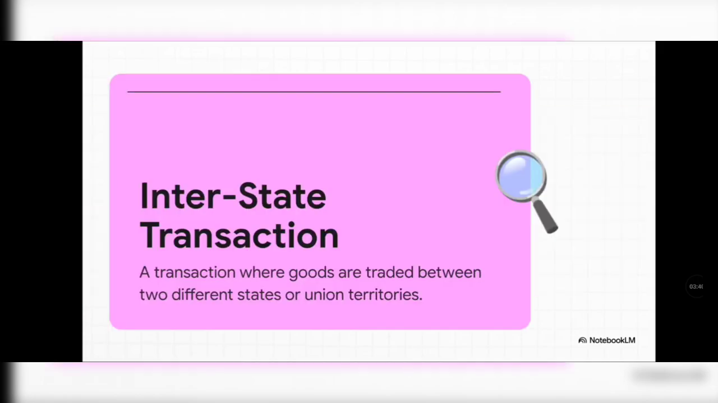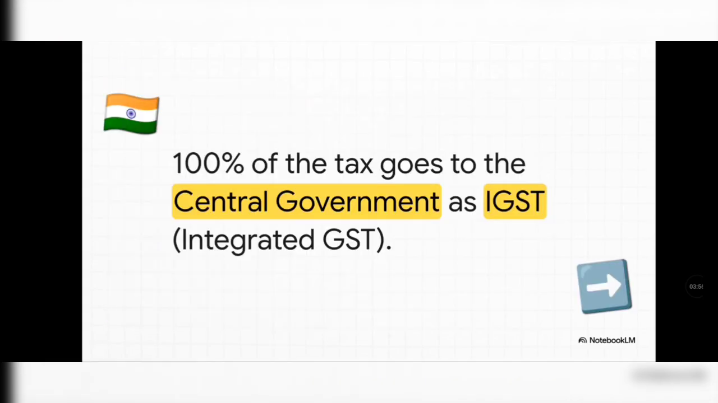All right, now for the flip side of the coin, interstate. Inter means between, so pretty obviously, this is when goods are traded between two different states. Like a seller in Maharashtra sells something to a buyer over in Gujarat. The goods have crossed a state border. So what's the big difference here? In an interstate transaction, 100% of the tax, which we call IGST, for integrated GST, goes directly to the central government.